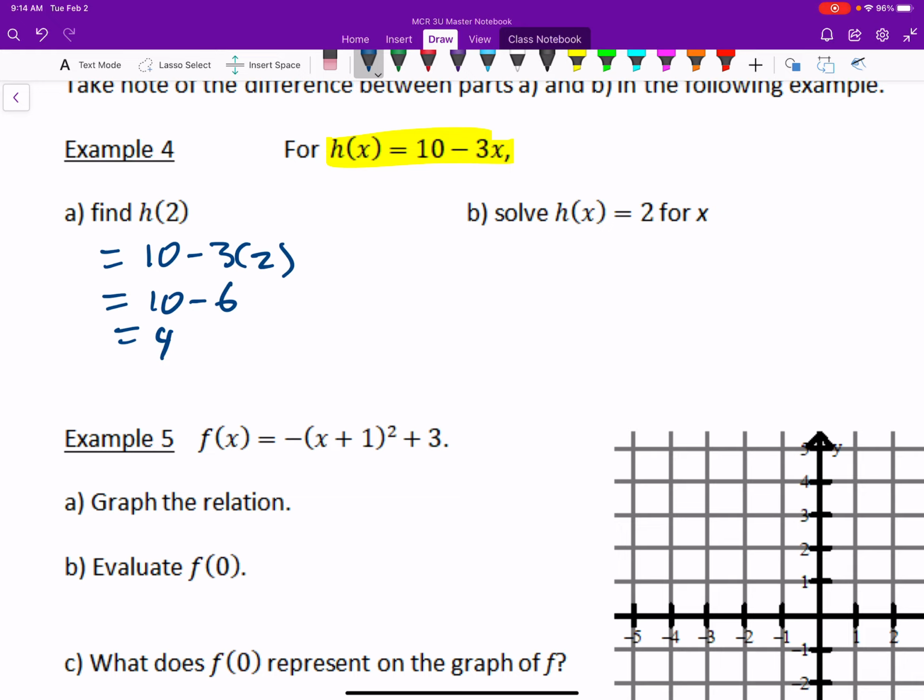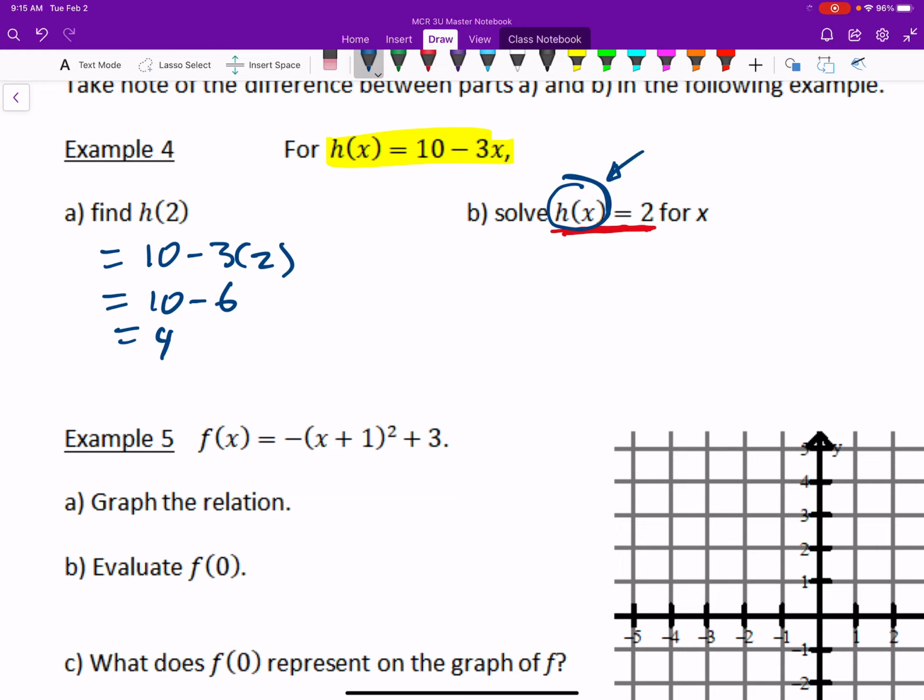Look what's different about B part, though. It's not saying h at 2. It's saying h at x equals 2. What does that mean? Well, remember, h at x is like, when we take that thing together, we're going to take this whole thing as if it's a unit. It's like it's y. So I never separate this.